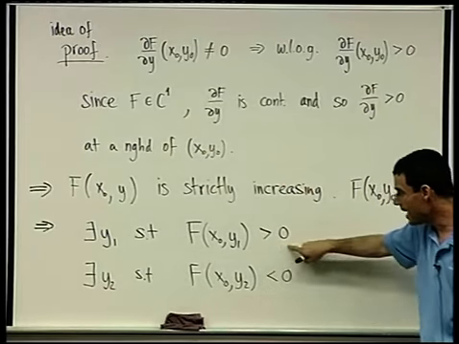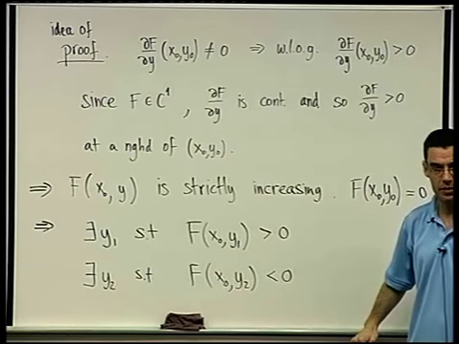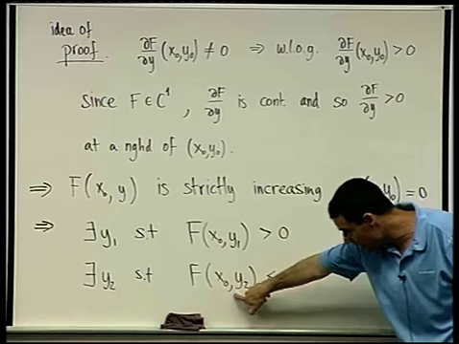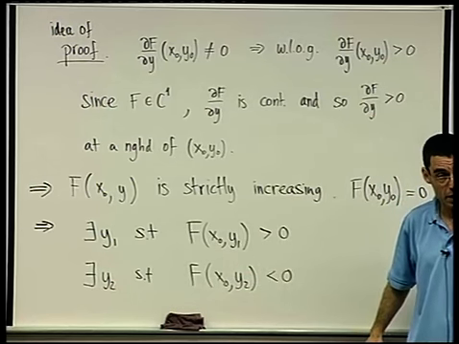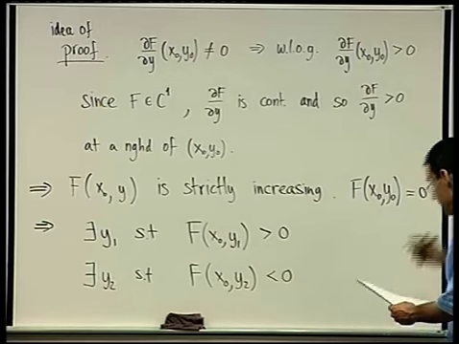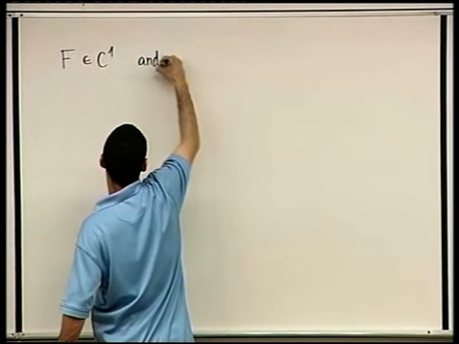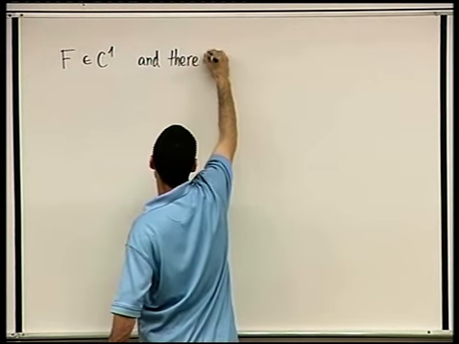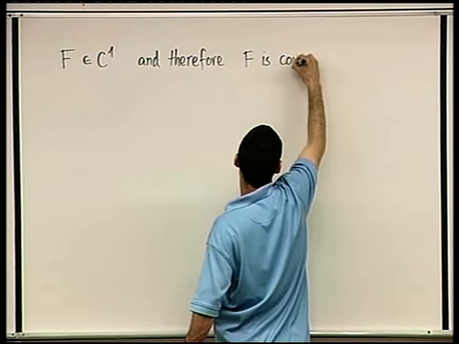Therefore, if it's positive at this point, it's going to be positive in some neighborhood of that point. And if f itself is negative at this point, it's going to be negative in some neighborhood of this point. Clear? So let's write that. F is continuous. F is in C1. And therefore, f is continuous.